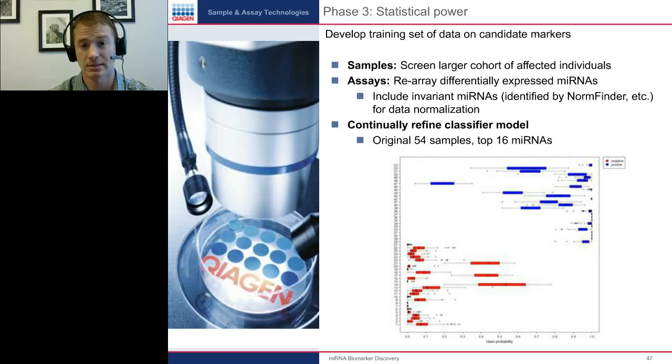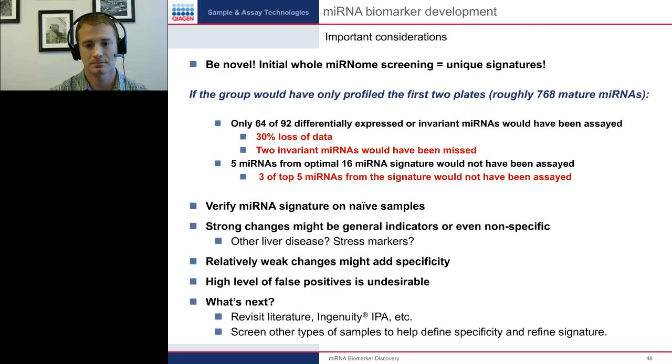Phase 3 is the statistical power phase. This is where you're further refining your classifier algorithm. You're screening a larger cohort of affected individuals, rearraying the differentially expressed microRNAs and looking across additional samples, and you're continuing to refine your classifier model. At the bottom here, this is the original 54 samples with the top 16 microRNAs. Now, some important considerations when performing a biomarker discovery development experiment.